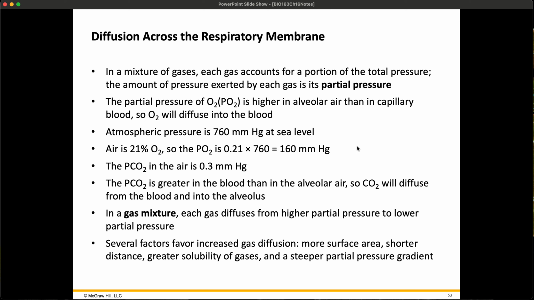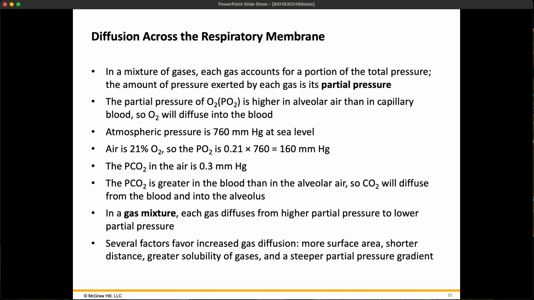This is when it starts to get into some serious physiology. We're talking about partial pressures and movement of gases across the membrane based on pressure differences. In the atmosphere, you have a mixture of oxygen, carbon dioxide, hydrogen, nitrogen, and those are just the big ones. Each gas makes up a different concentration. Oxygen is about 21% of total atmospheric air, and so we say its partial pressure is 21%.